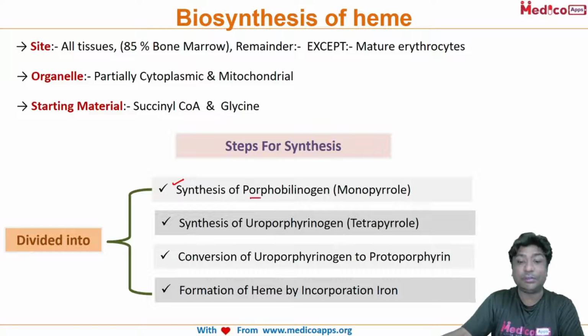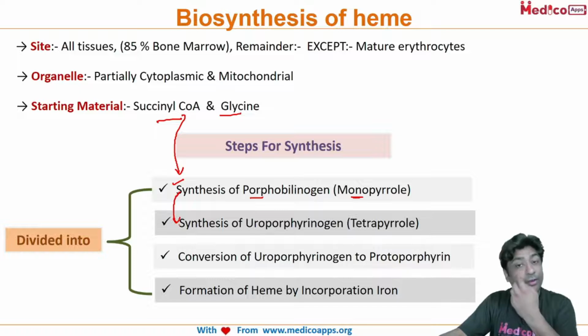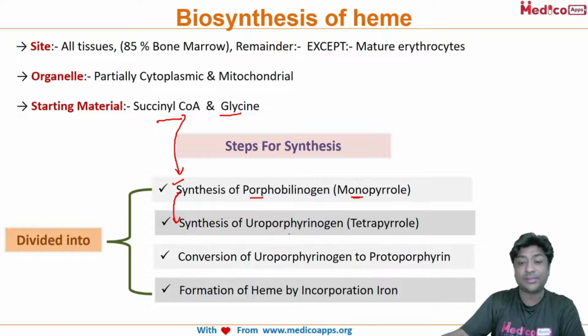First is synthesis of PBG, a monopyrrole. Both these are linear structures, and this linear structure is first converted into a cyclical structure. Then this monopyrrole is converted into a tetrapyrrole. This is the second stage of formation of heme. This is a very important stage, because until the tetrapyrrole is formed, any porphyria will not have any cutaneous manifestation. Only once the tetrapyrrole is formed will you start having cutaneous manifestation. Again, I'm going to cover this point when I talk about porphyria.